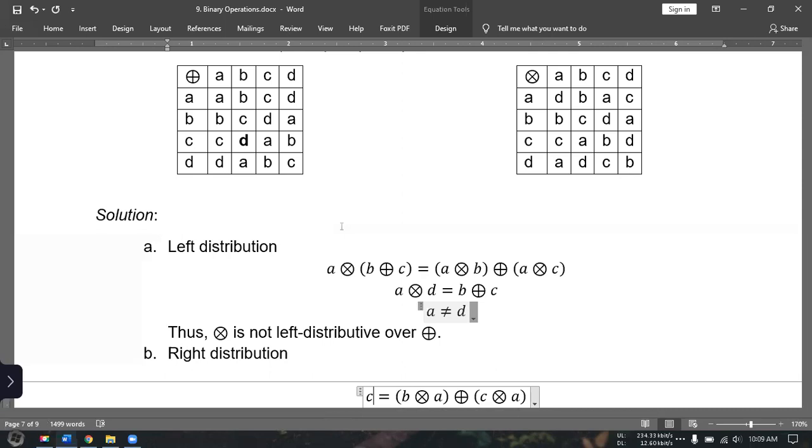And then, the product of B and A is B, and the product of C and A is A. And the sum of B and A is B. So again, the left and the right side of our equation are not equivalent.